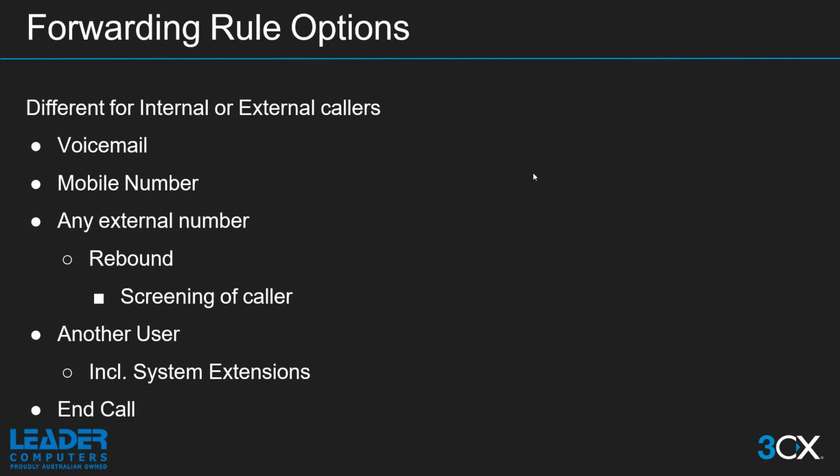So, forwarding rule options. Every extension will have the forwarding rule option, which is basically what it needs to do when a call hits that extension. You can set the same for internal and external calls, or you can set different rules for internal and external calls.